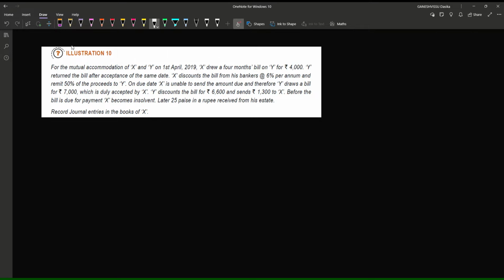Now we shall continue the concept of bills of exchange, in which we are dealing with accommodation bills. We are dealing with the accommodation topic, and we are now at illustration number 10. In a previous lecture, I discussed the concept of accommodation, and we also covered illustration number 9. Now let us go for illustration number 10.